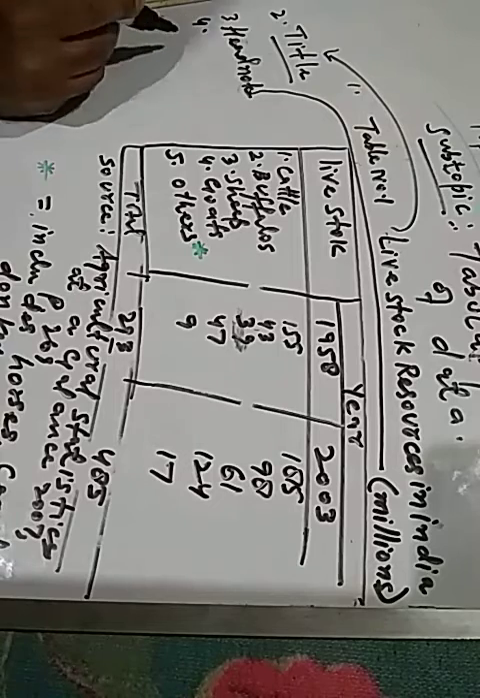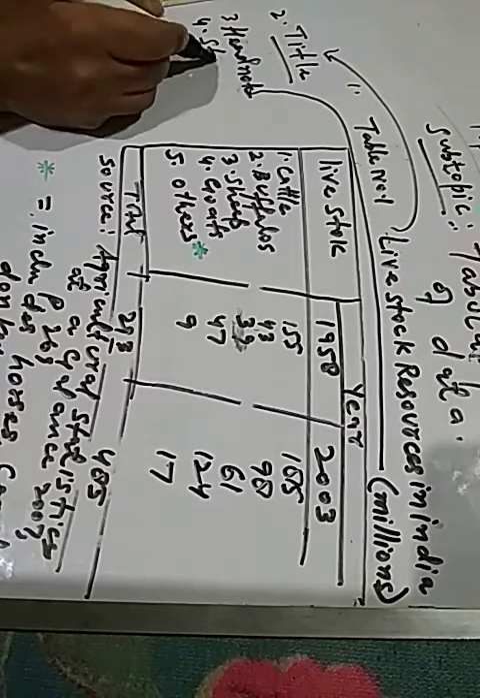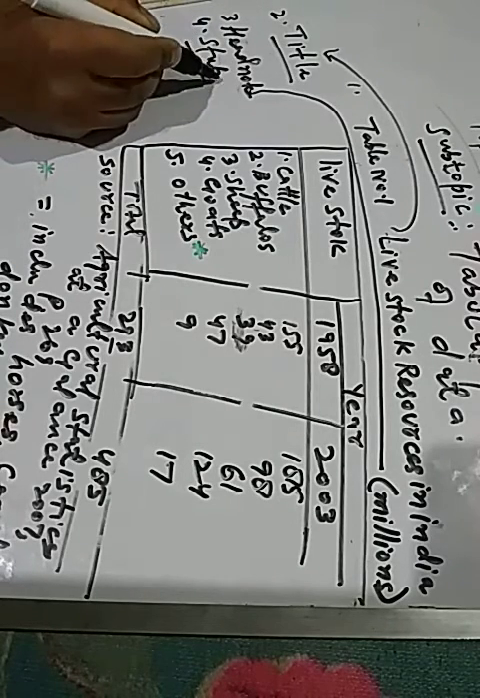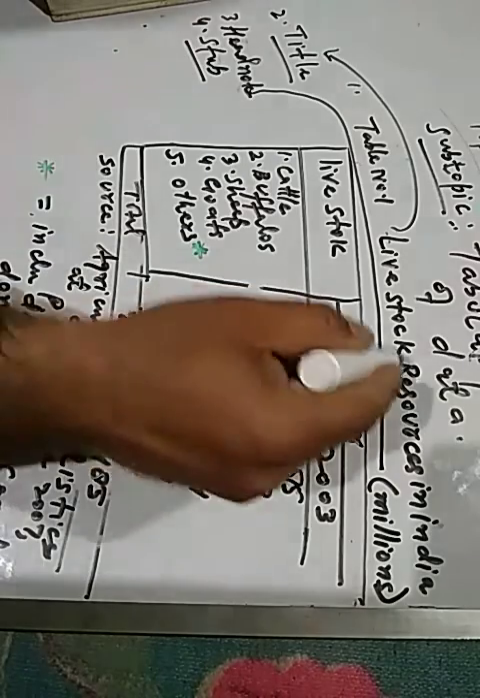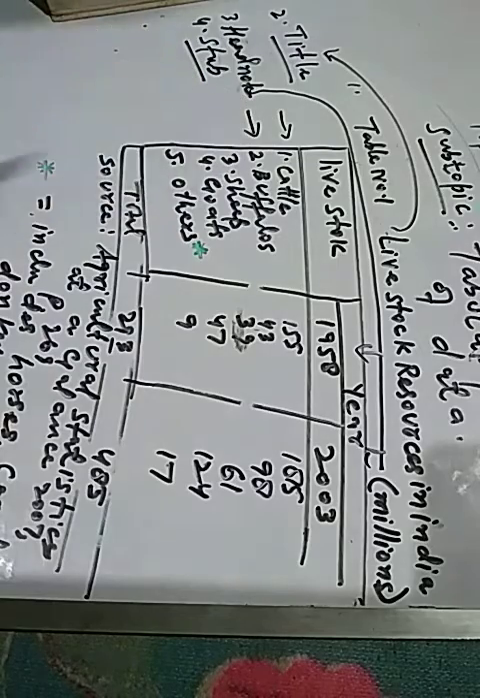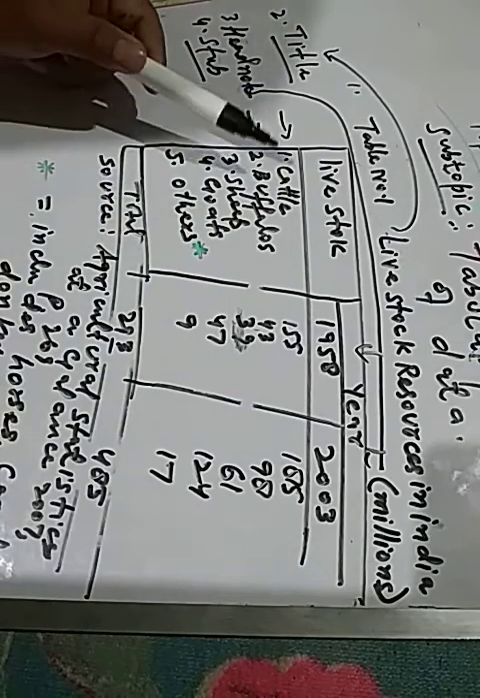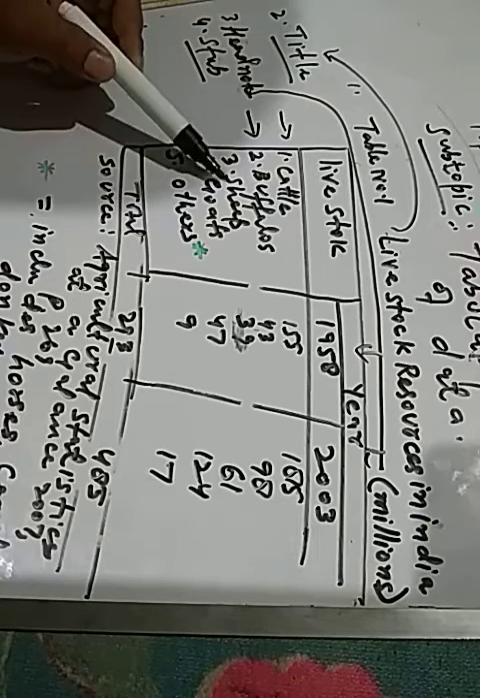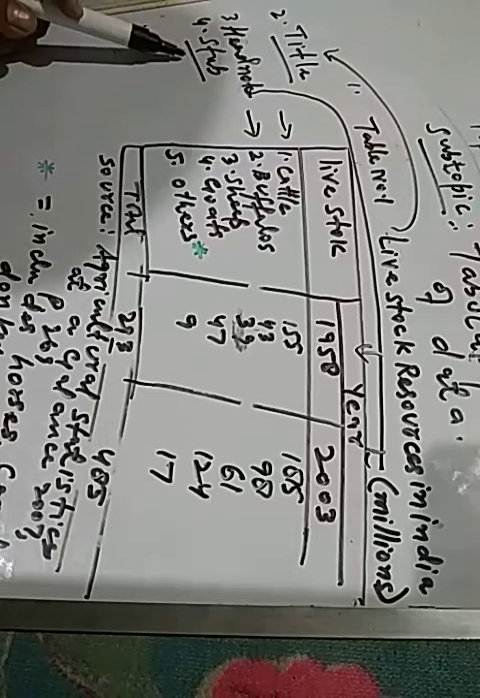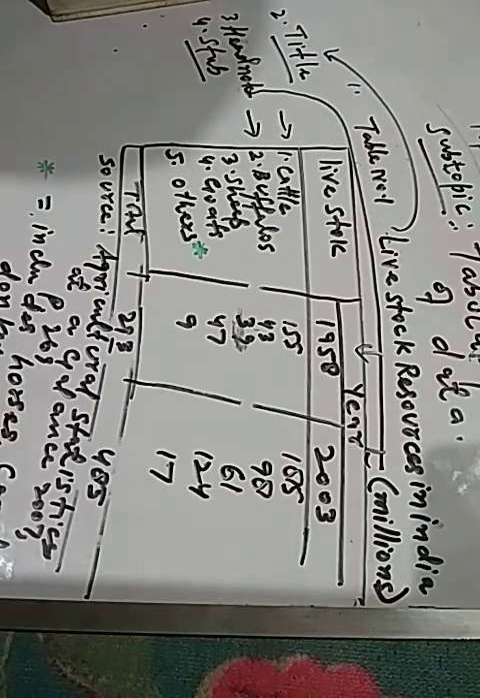Fourth component of table is stub. Stubs are headings, titles of rows. These are the columns, and these are the rows. Here the titles of rows are cattle, buffaloes, sheep, goats. This is known as stub. That is headings. That is the title of the rows.